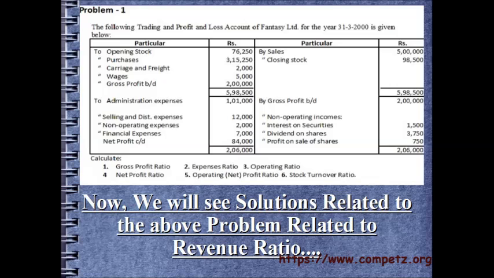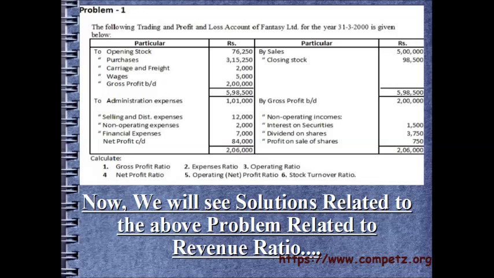Start with the credit side of profit and loss account. By gross profit brought down, that is 2 lakhs. By non-operating income, under non-operating income there are three non-operating incomes. They are interest on securities 1,500, dividend on shares 3,750, profit on sale of shares is 750. Your net profit carried down in debit side is 84,000. So the total amount of income statement of profit and loss account is 2,06,000.